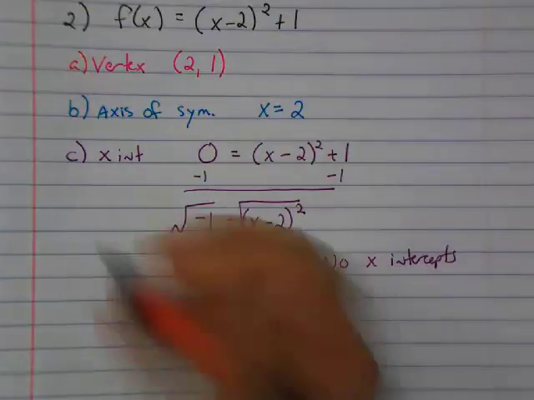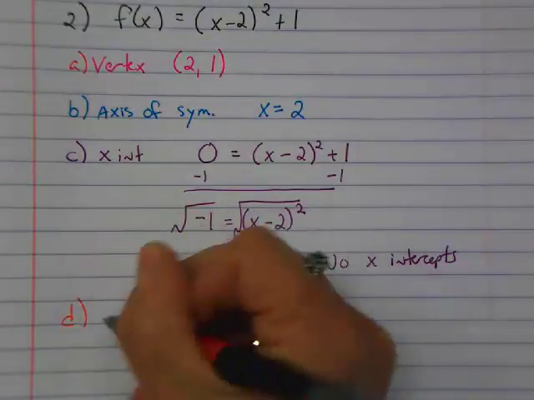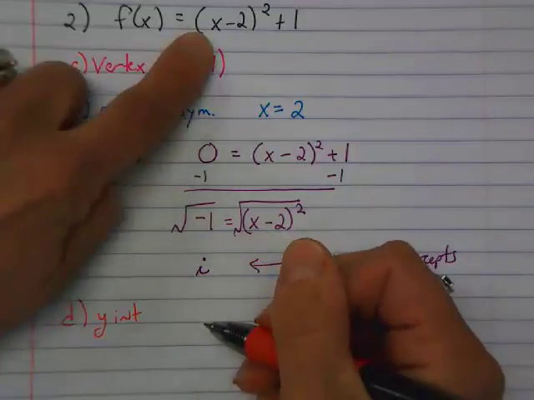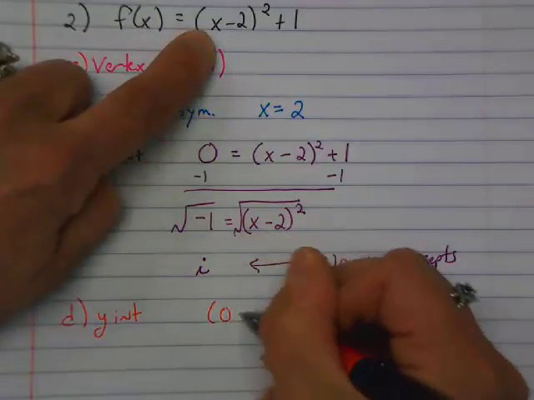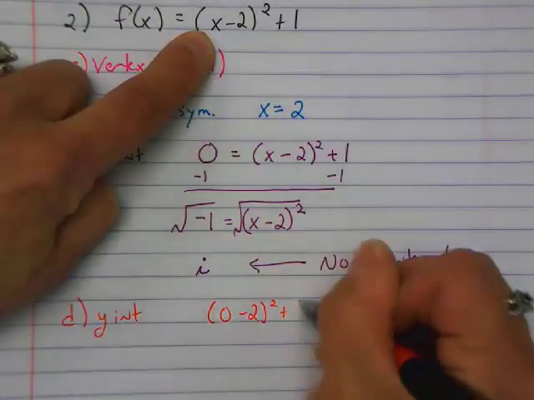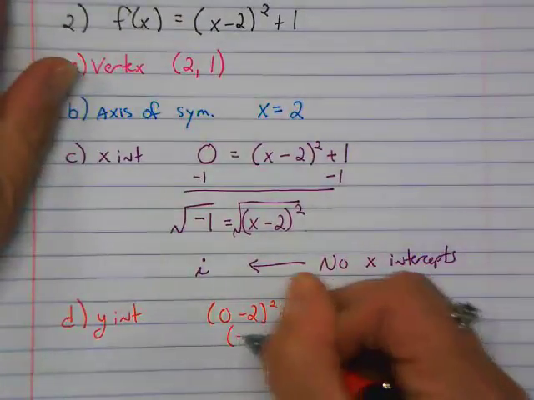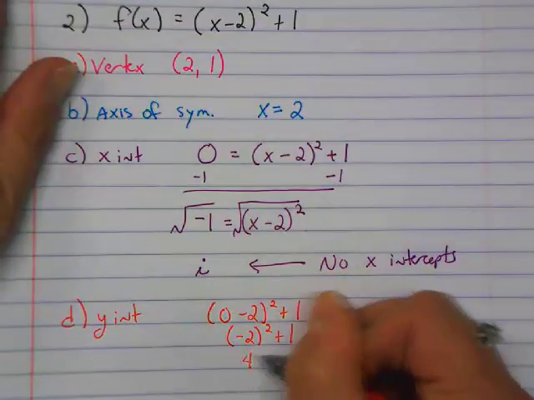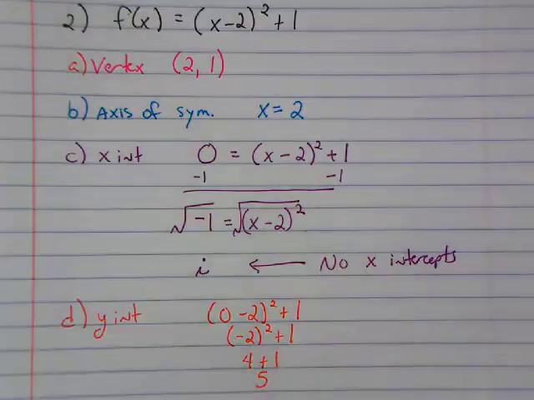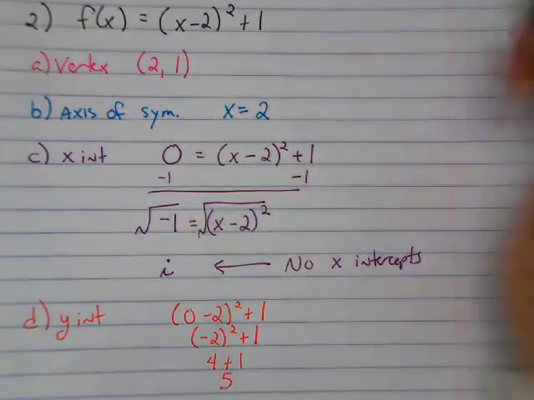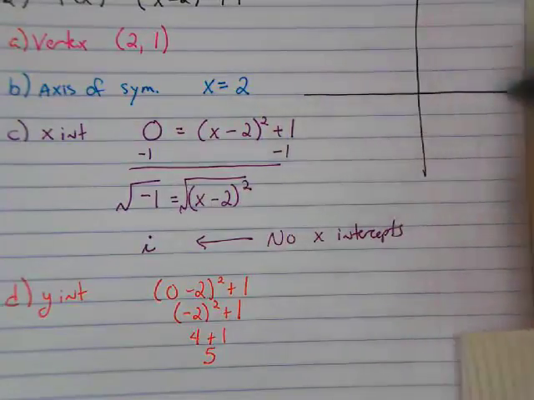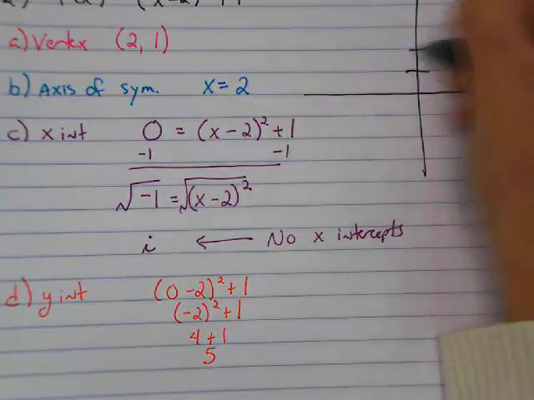Alright, let's try the y-intercept. Now it's possible that you would also not have a y-intercept. So to tell that, you're going to this time let the x value become 0 and then evaluate the function. So it's negative 2 quantity squared plus 1. So that is 4 plus 1 or 5. Alright, we're ready to take all our information and graph the parabola.